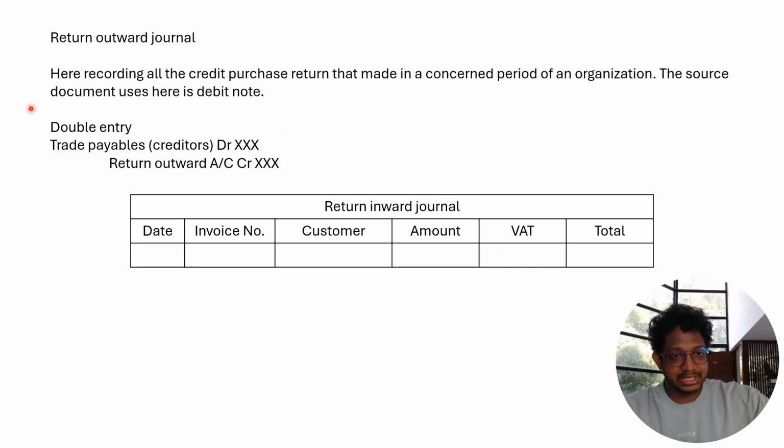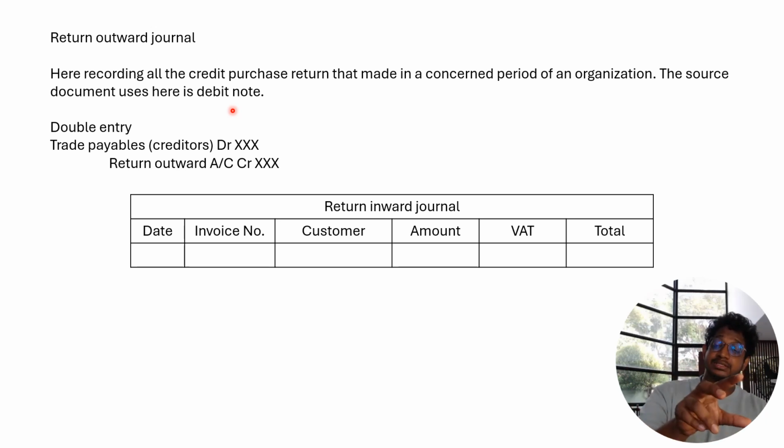Return outward journal, same thing. Here we are sending back the stock that we purchased from our suppliers. The same reasons can apply here as well. So the source document is a debit note, because when you are doing purchases on credit, it incurs creditors, so creditors credit. But when you are doing the return outward, it is reversed. What happens to creditors? Creditors are debited. So that's why it is the debit note.